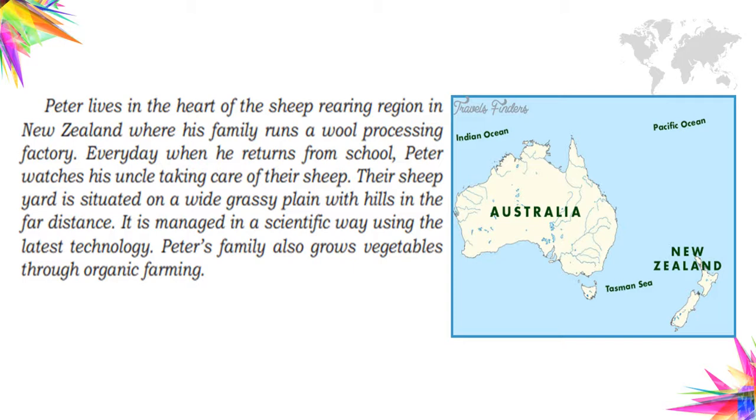Here is an example of Peter from New Zealand. He lives in New Zealand in the heart of the sheep rearing region, where his family runs a wool processing factory. Every day when he returns from school, Peter watches his uncle taking care of the sheep. The sheep yard is situated on a wide grassy plain with hills in the far off distance. It is managed in a scientific way using the latest technology. Peter's family also grows vegetables through organic farming.